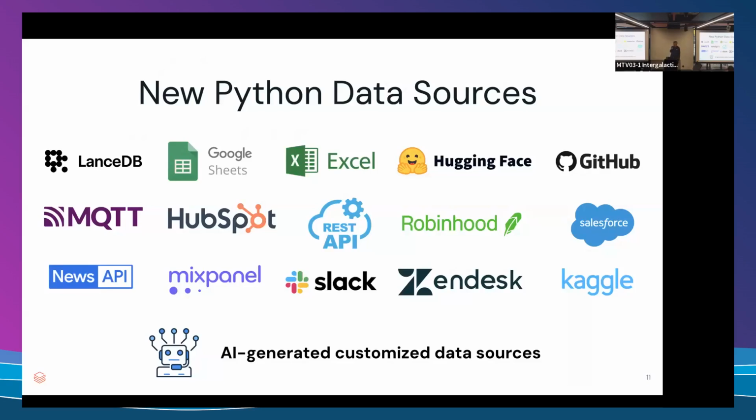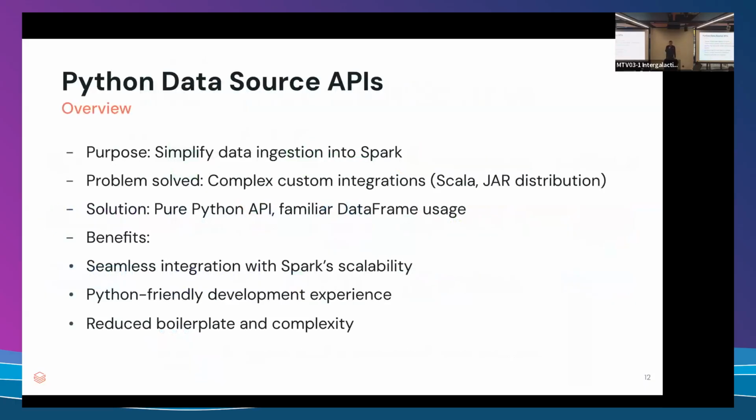It's pretty simple to build a data source. You can use AI, maybe a few hours. But the biggest challenge is how to test your data source and its quality. Otherwise, code generation is pretty simple. The Python data source tries to simplify data ingestion into Spark. You can read and write data to this data source.